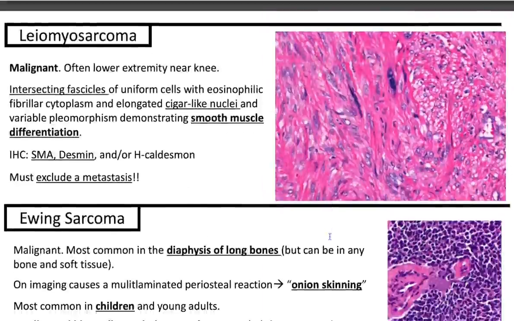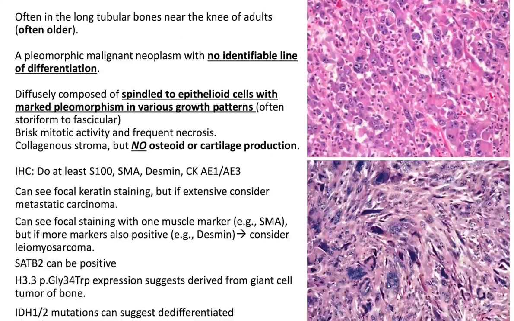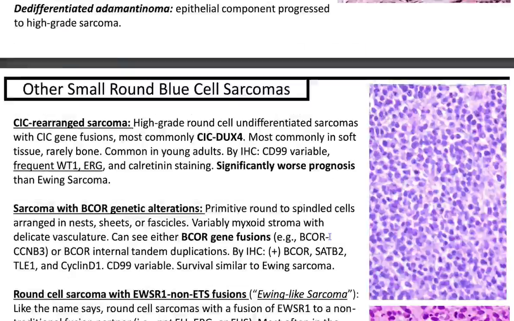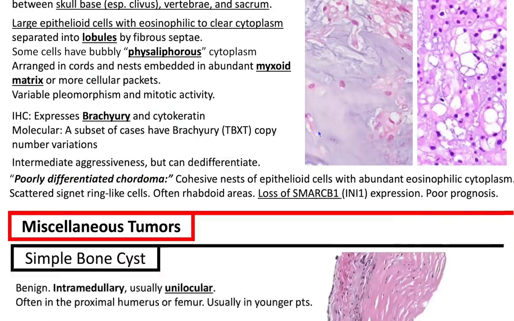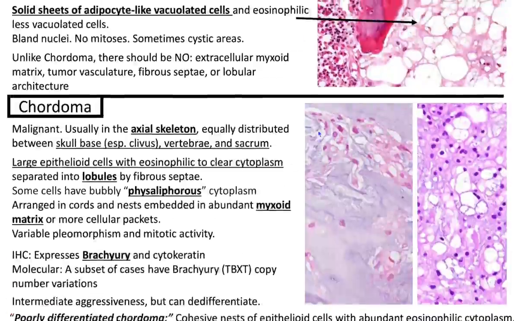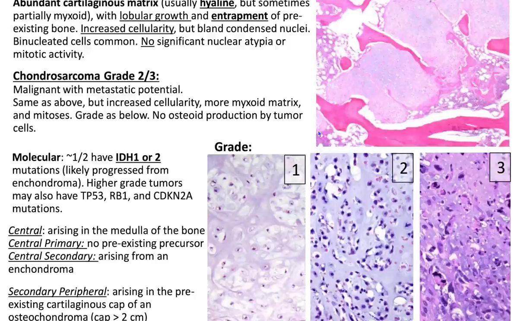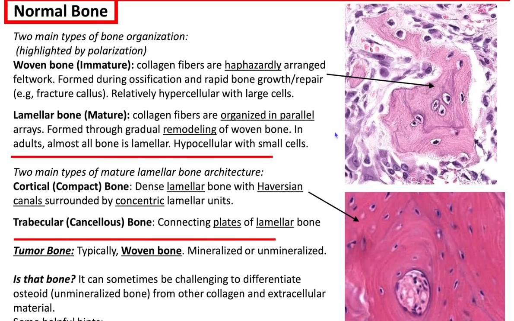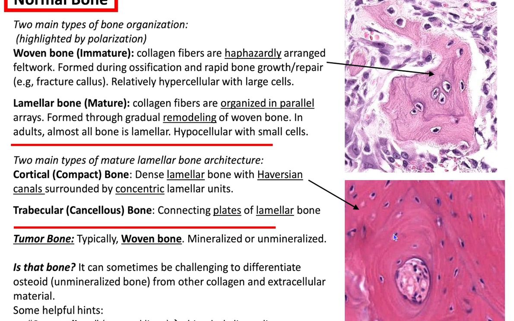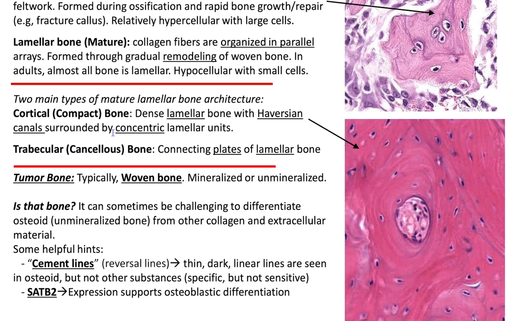miscellaneous tumors. Before we begin on miscellaneous tumors, let's go back to do a very quick overview of bone tumors again. Normal bone, we talked about woven, immature, and lamellar matrix, or lamellar bone, which is mature. Lamellar bone, you'll have your cortical compact bone based on your architecture, with the Haversian canals, and the trabecular bone.